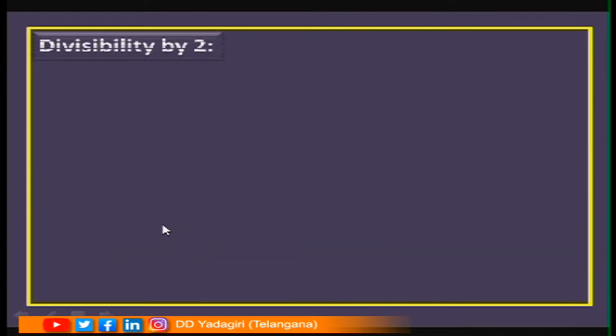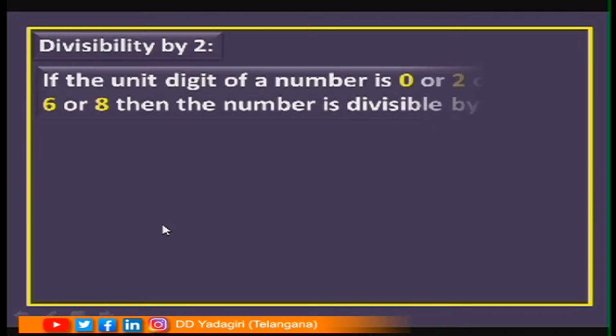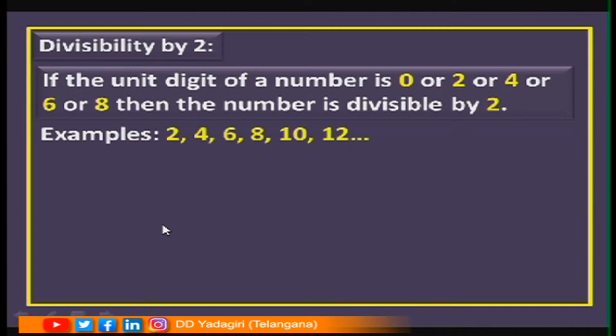Now, let us move on to our next divisibility, that is divisibility by 2. If the unit digit of a number is either 0 or 2 or 4 or 6 or 8, then the number is divisible by 2. You can see examples like 2, 4, 6, 8, 10, and so on. I can say these are all even numbers also, isn't it, children? All these numbers are divisible by 2.